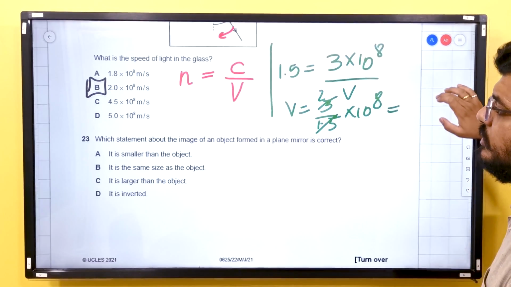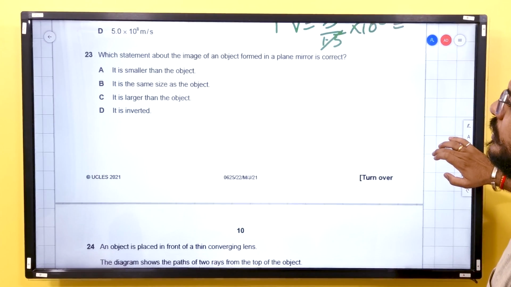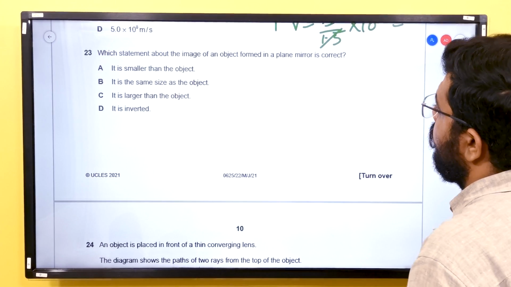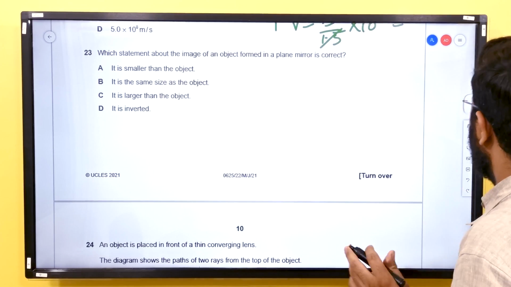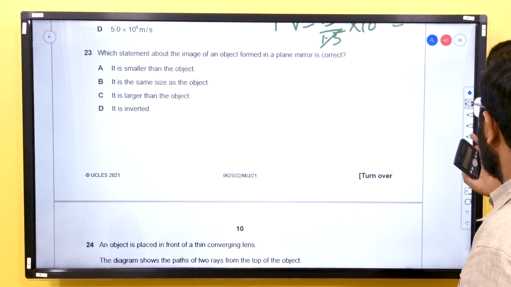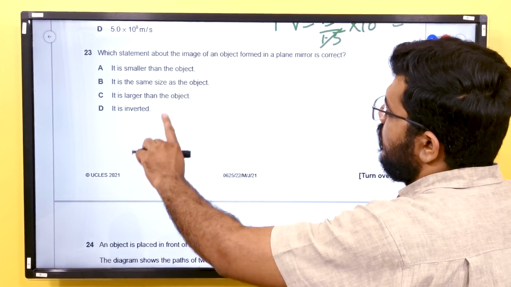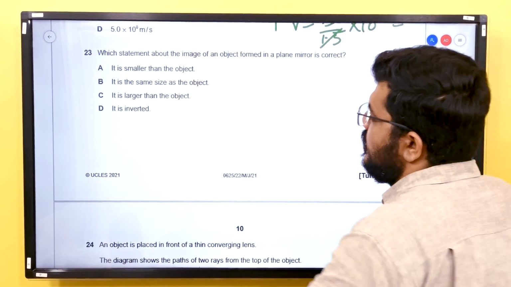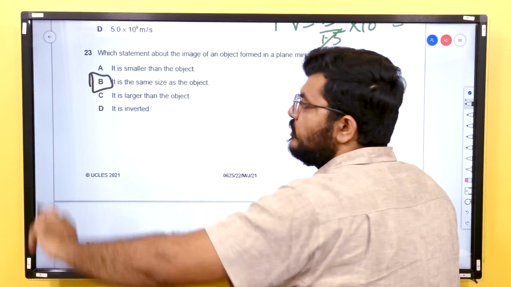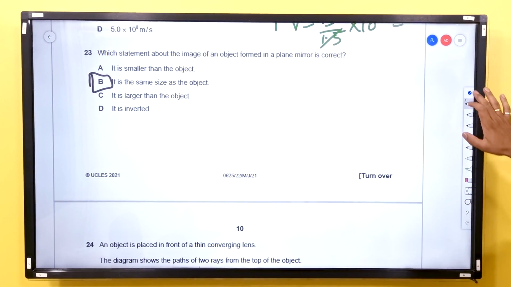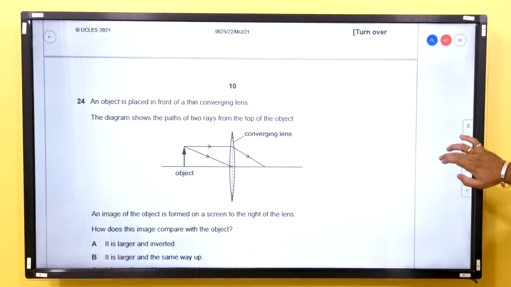Okay, question 23. Which statement about the image of an object formed in a plane mirror is correct? In a plane mirror, the image is of the same size, right? Okay, it is smaller than the object. No, it is the same size as the object. Yes, this is your correct answer. Let's go to question 24.